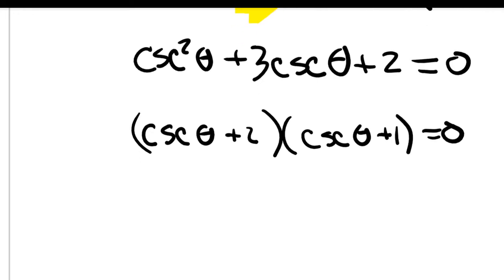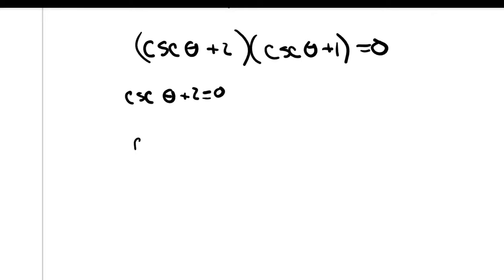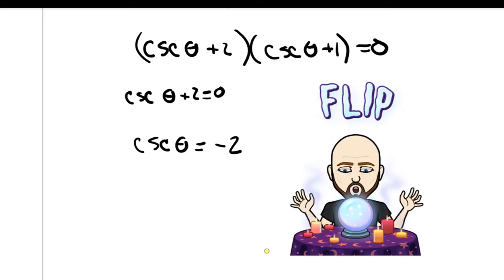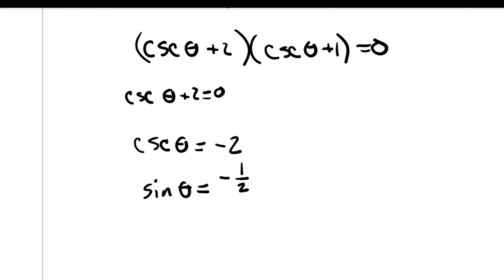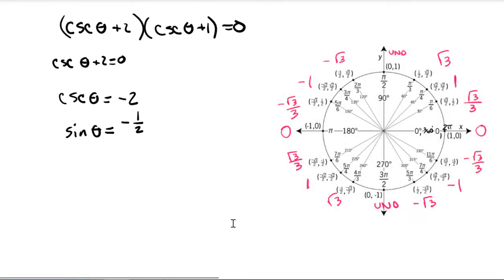Now, each one of these we're going to solve independently. So cosecant theta plus 2 equals 0 gives me cosecant theta equals negative 2, which then leads to the reciprocal of cosecant, which is sine. So sine theta equals the reciprocal of negative 2, which is negative 1/2, because remember, the sign stays the same. And then we look at our old buddy, the unit circle. Let me bring that in here. Most of you, I'm sure, have that memorized by now. So sine is the y-coordinate. Where is the y-coordinate negative 1/2?